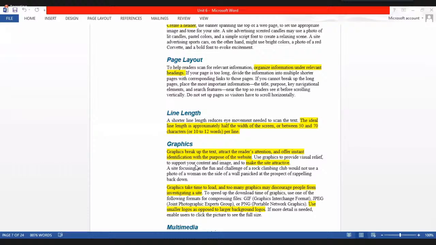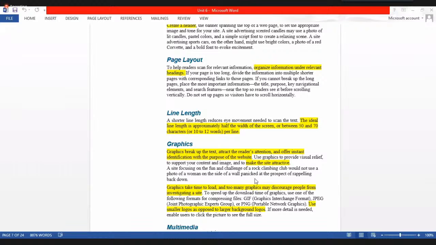So graphics break up the text. That is, you don't have to write several paragraphs if you use graphics. So they attract the reader's attention and offer instant identification with the purpose of the website. And what is the purpose of the website? That will also be clear to the readers.